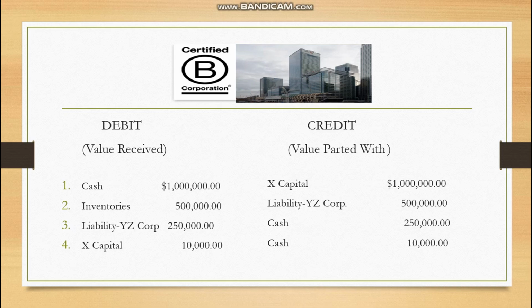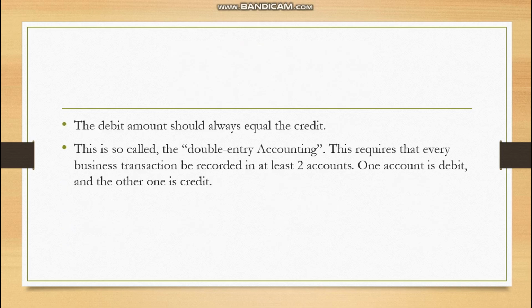So again, you will notice that the amount that you record on the left side of the equation is equal to the amount that you record to the right side of the equation. The debit amount should always equal the credit. This is so-called the double entry accounting. This requires that every business transaction be recorded in at least two accounts. One account is a debit and the other one is credit.